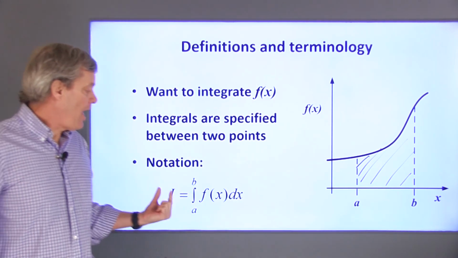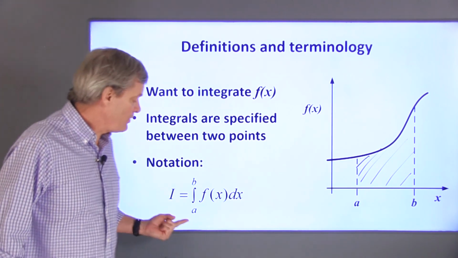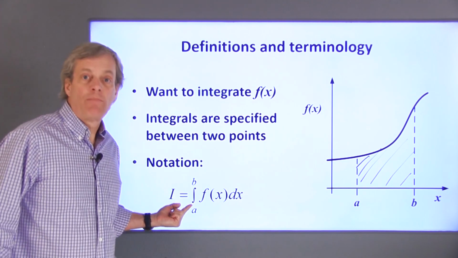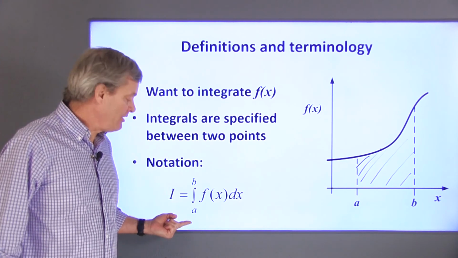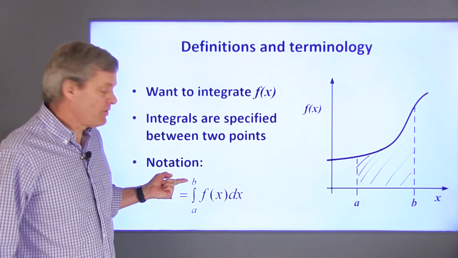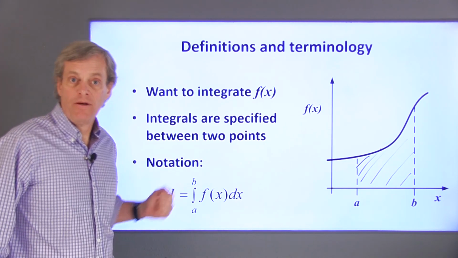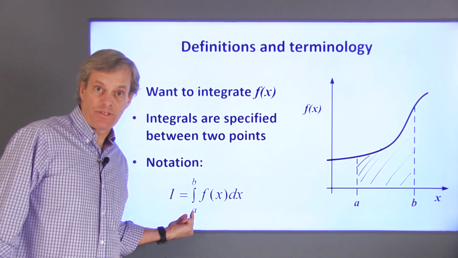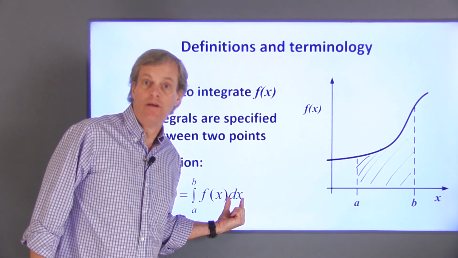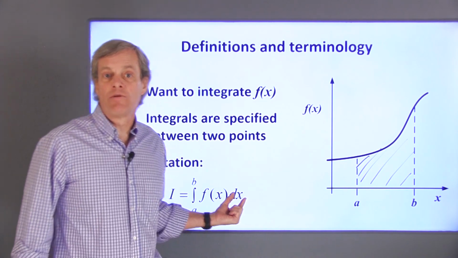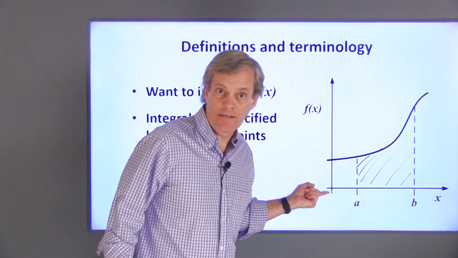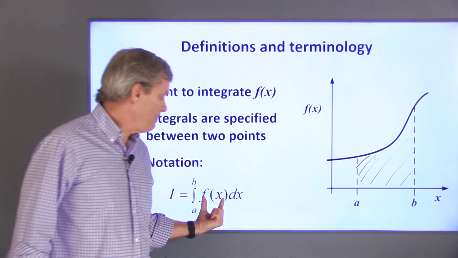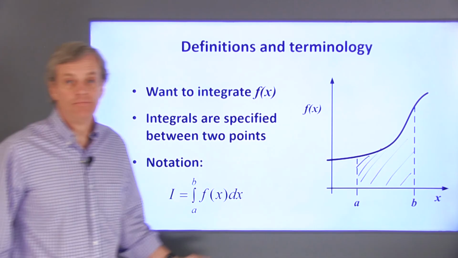Notation-wise, the integral I of a section of the curve between points a and b is expressed this way. This symbol represents integration. The lower limit of integration is down here, and the upper limit is above the integral sign. The function to be integrated, f of x, appears between the integral sign and this dx. The dx indicates that we're integrating with respect to the variable x. This is read as integral from a to b of f of x with respect to x.